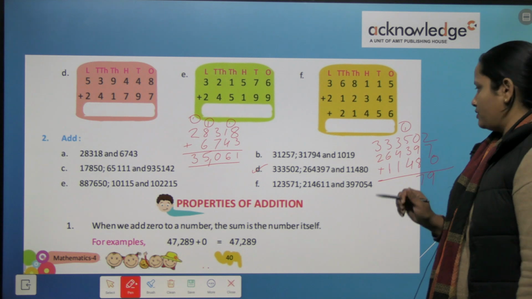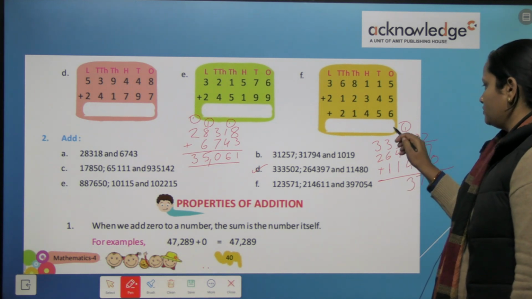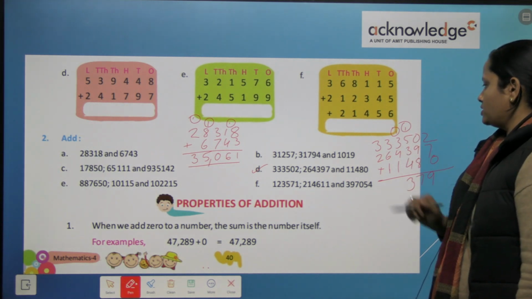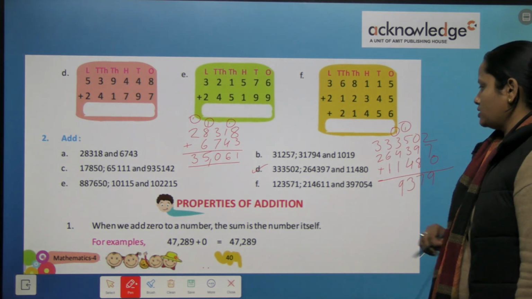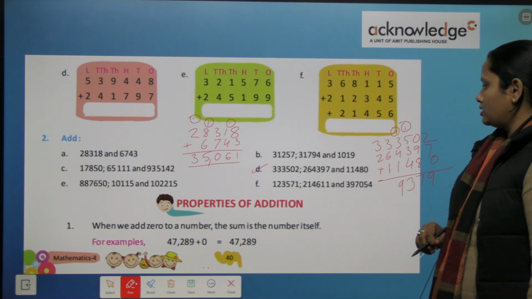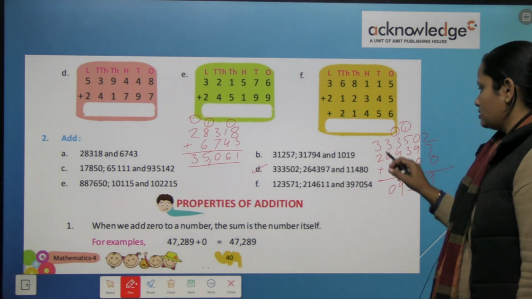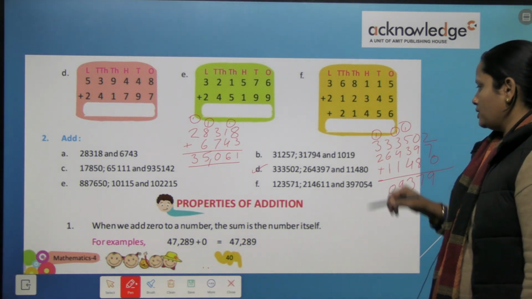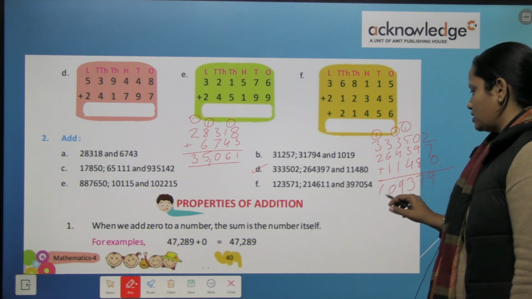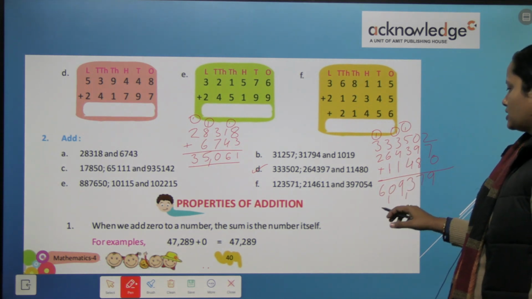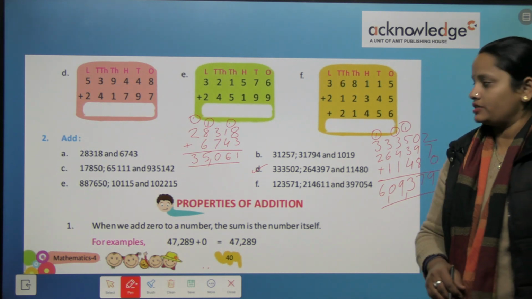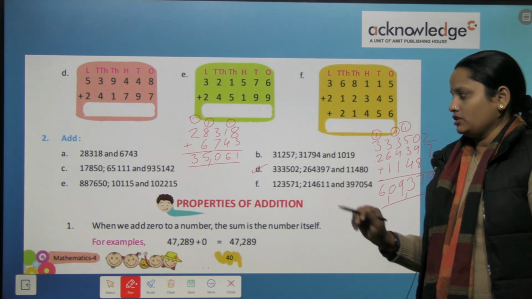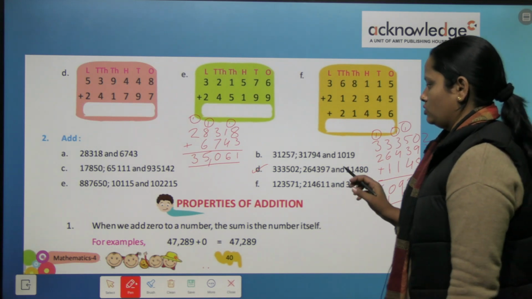And 8 plus 5 is 13. Next 4 plus 3 is 7, 8 and 9. 6 plus 3 is 9 plus 1, 10. 3 plus 2 is 5 plus 1, 6. So here the answer is 6,09,379. So like this, children, do the rest of the questions on your own.